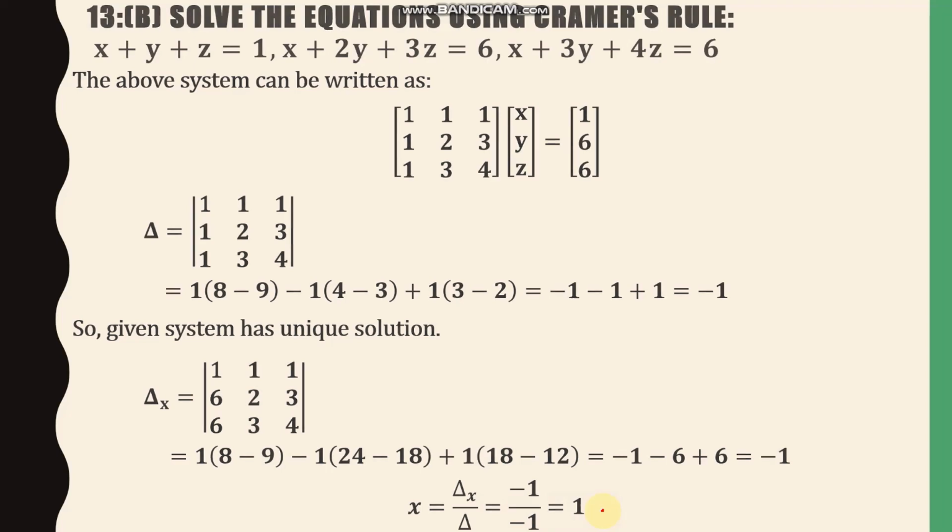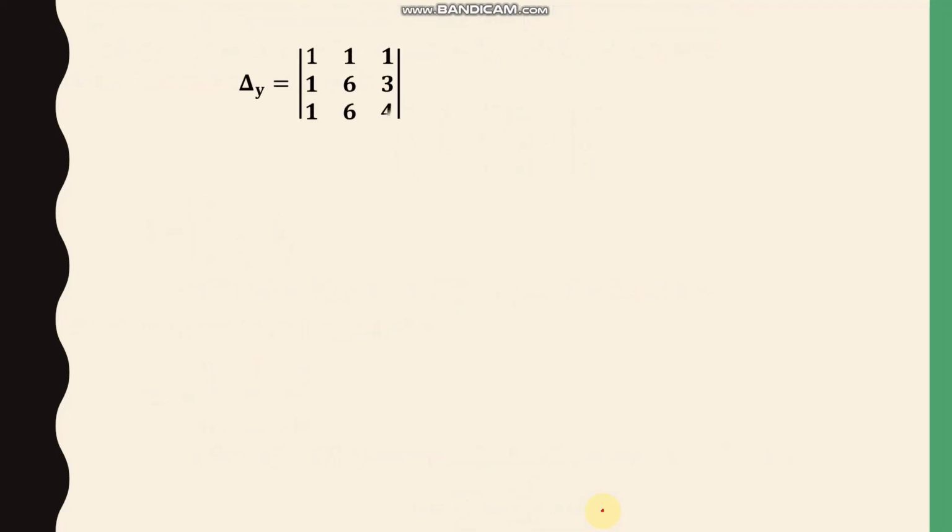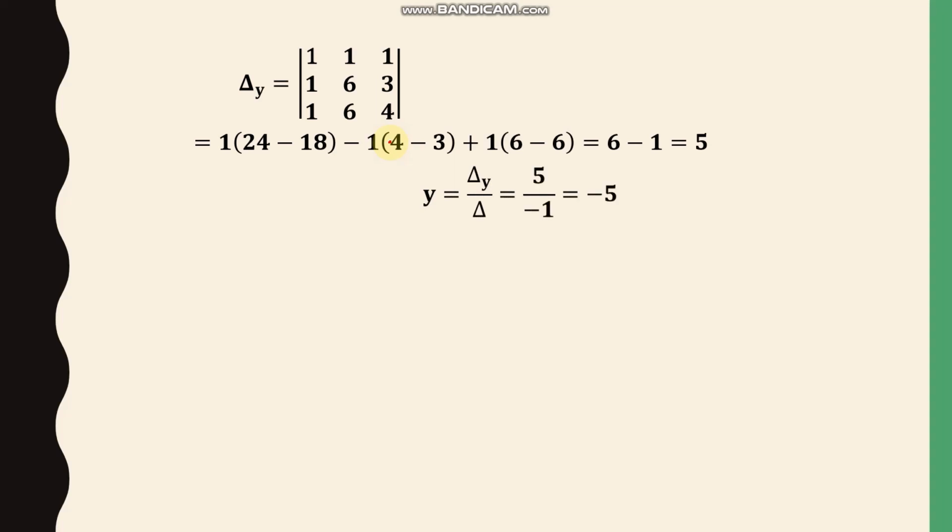In a similar way, you can find out delta y. Delta y is equal to, in the determinant, replace the second column by 166, the right hand side of the equation. So evaluate this determinant, it will come out to be 5. So y is delta y upon delta. So y is coming out to be minus 5.